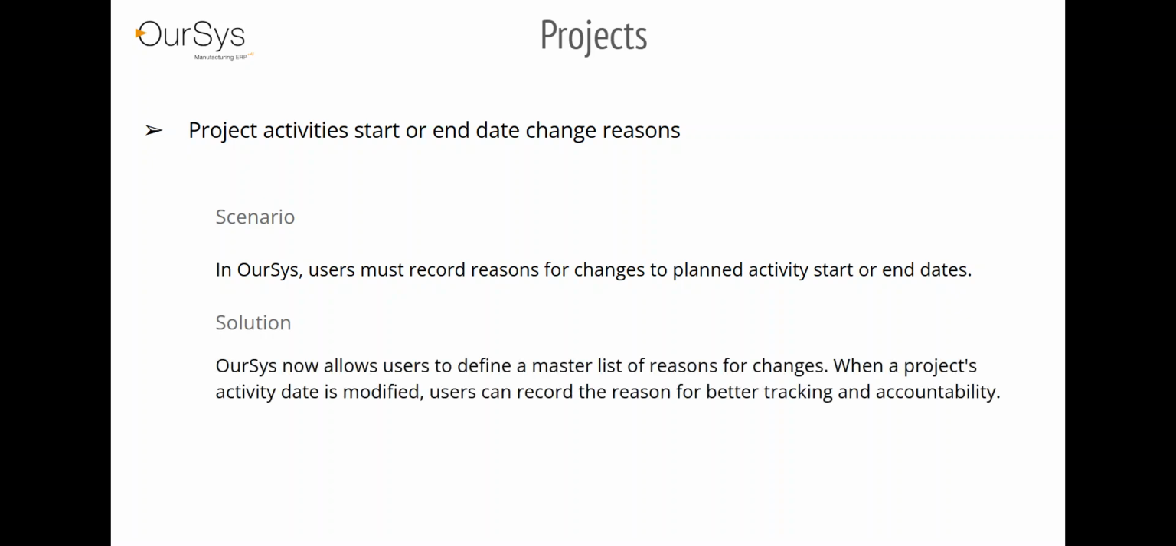OurSys now lets users create a list of common reasons for changing activity dates in the project plan. So whenever someone changes the start date or the end date of a planned activity, they have to select the reason from that list. This will keep track of why the changes were made, ensuring better accountability.